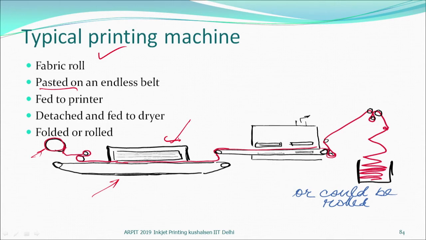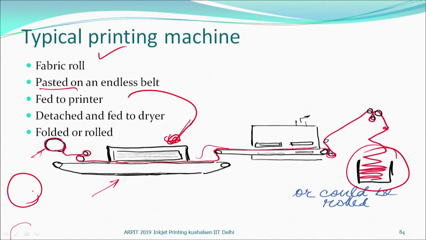This is the printer where actual printing is taking place. Then you detach and you go through the baking, steaming process, or a dryer. So, it is a drying process and then folded or rolled. It is a printing machine. After this, you can have either continuously or otherwise another steaming process or washing process, which is not here, or a pre-treatment system here and post-treatment machines on the other side.